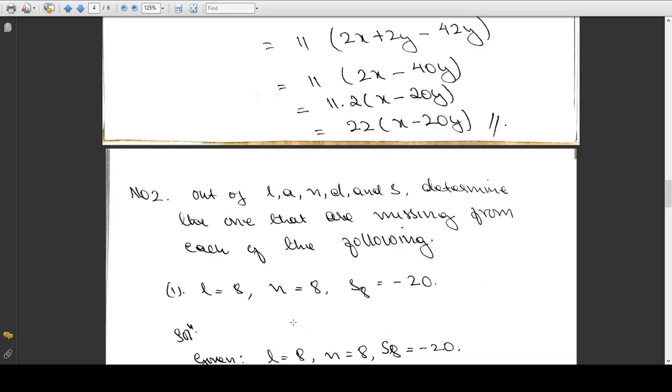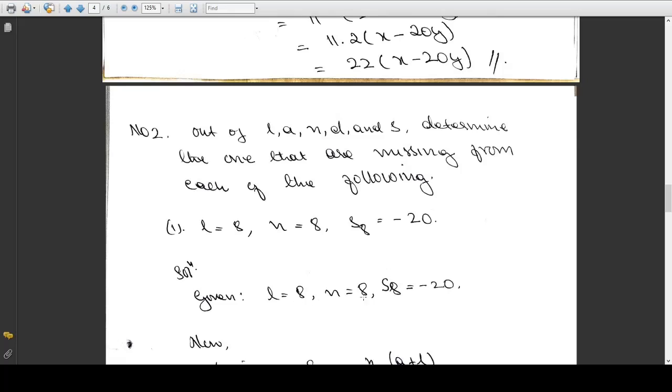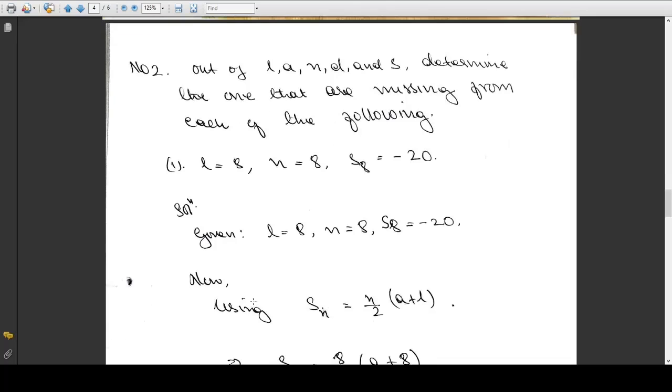Okay, how will you find out? It's given that L is 8, N is 8, S8 is minus 20. Now using this formula, Sn equals n by 2 times (A plus L). Remember, I've told you that there are two formulas for finding the sum. One is Sn equals n by 2 times (2a plus (n minus 1)d), and this is the second formula. Remember, both of these formulas are very useful in finding the sum in arithmetic progression.